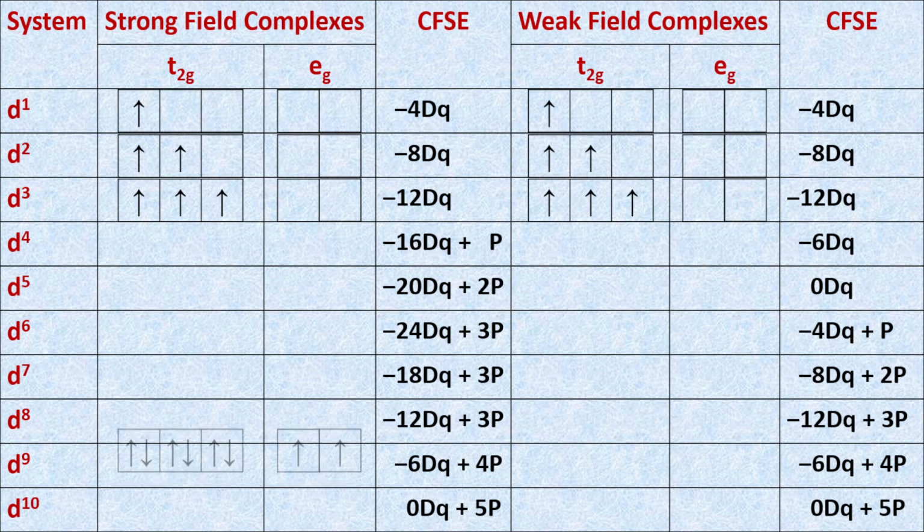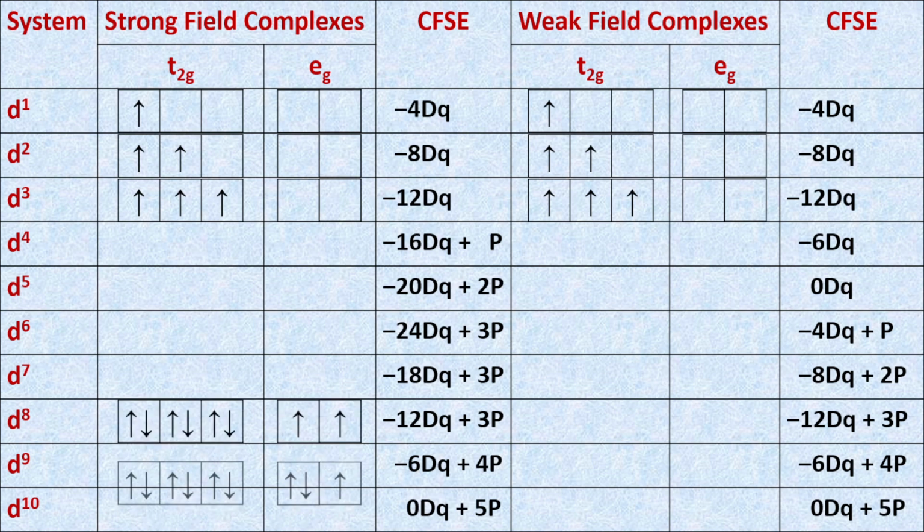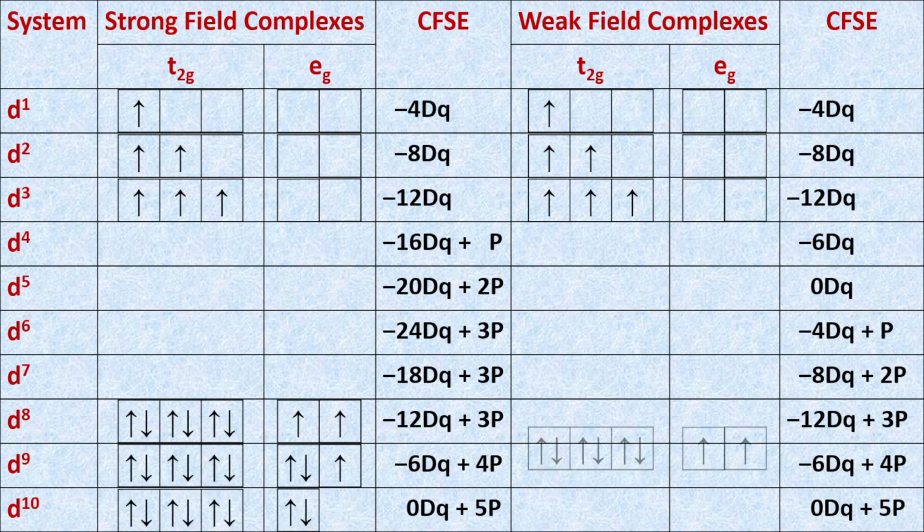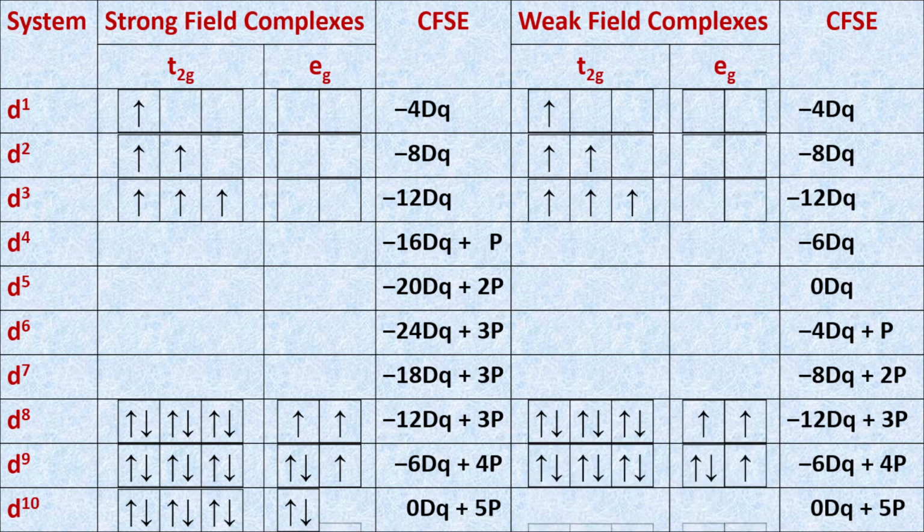Similarly, the electrons in d8, d9 and d10 system-based metals always occupy the high energy eg level, irrespective of the nature of the ligand. Moreover, the number of paired electrons in d8, d9 and d10 systems is 3, 4 and 5 respectively. Hence, the CFSE in the d8, d9 and d10 systems are -12 Dq + 3P, -6 Dq + 4P and 0 Dq + 5P respectively.